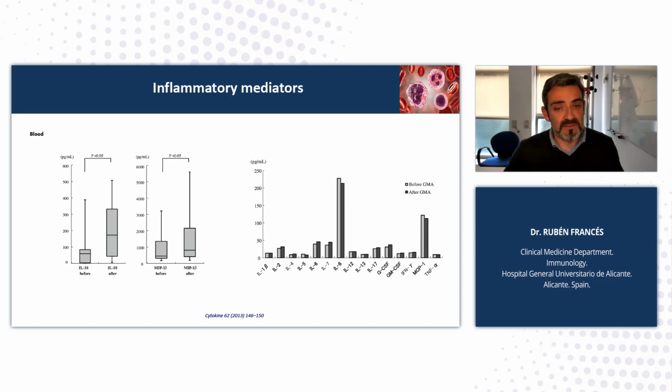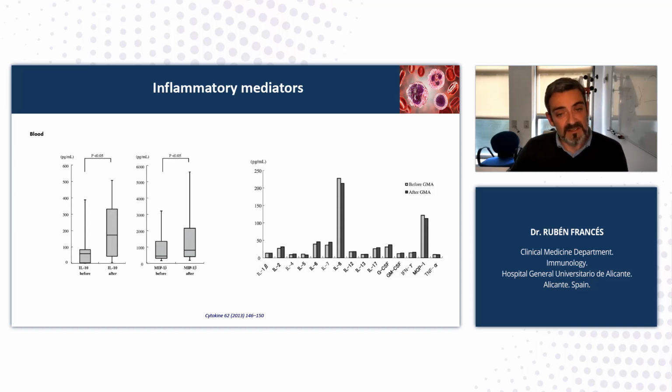Regarding cytokines, we have some conflicting results. For instance, in this study, the use of GMA treatment was able to induce a significant increase in the amount of IL-10, interleukin-10, which you will know is a classical anti-inflammatory cytokine. You can see here a significant increment in this cytokine.